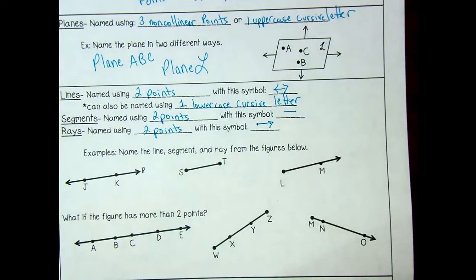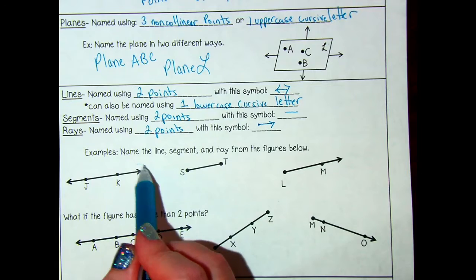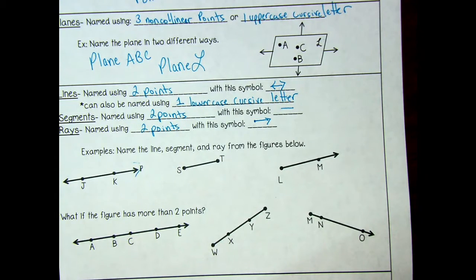So if I look here at these examples, it says name the line, segment, and ray from the figures below. So because this has arrows on the end, we know that we're going to name this as a line.